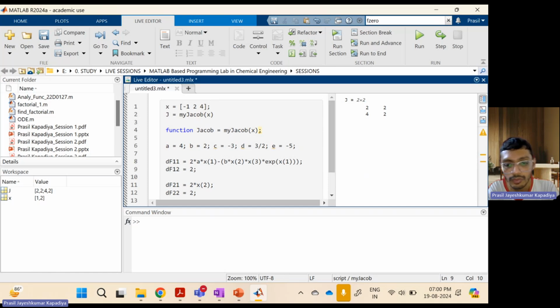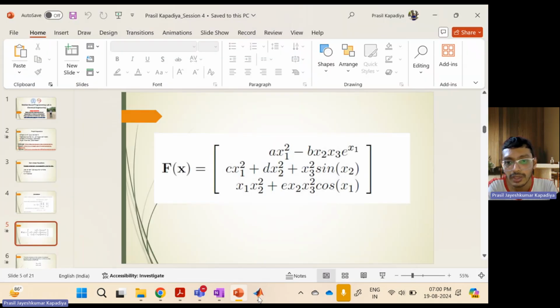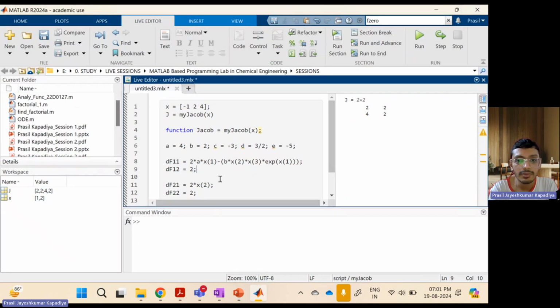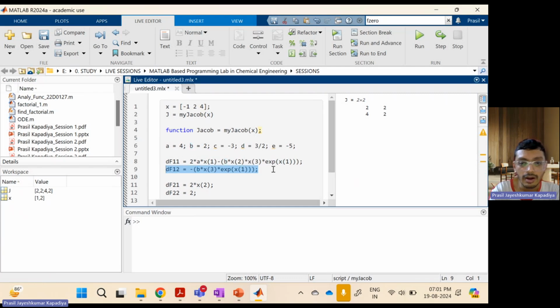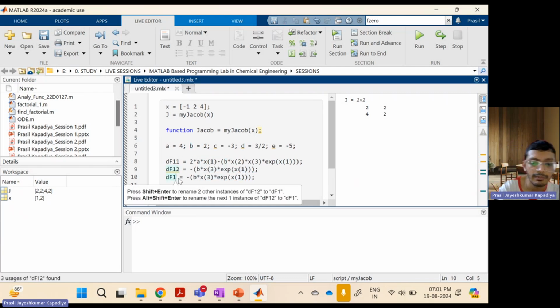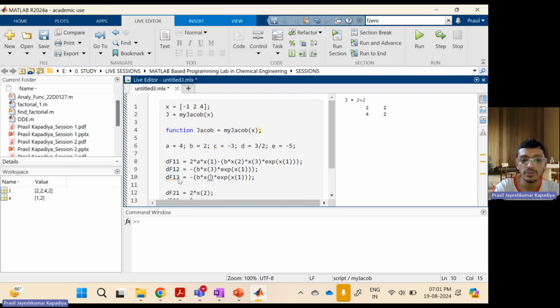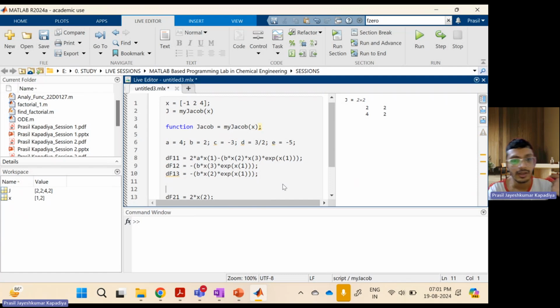Now the derivative of f1 with respect to x2 is nothing but minus b x3 exponent of x1. I will just copy it from here, I don't want to write it again. It is nothing but minus b x3 exponent of x1. And similarly, my last term will be minus b x2 exponent of x1. Okay, so this is my first row.